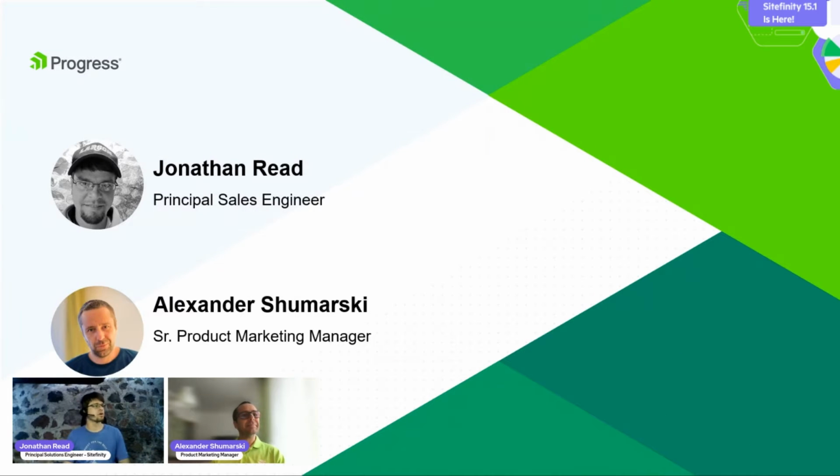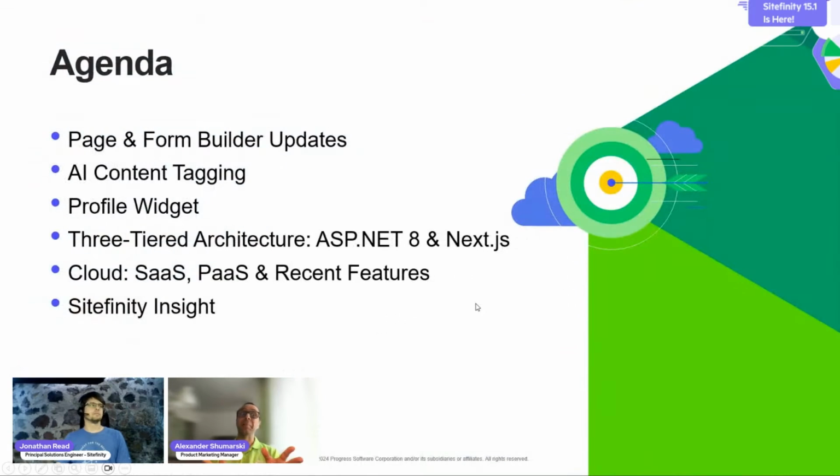So as just a quick introduction, Jonathan Reed, Principal Solutions or Sales Engineer with Sitefinity. Again, with my good friend and colleague, Alex Shumarski, awesome product marketing manager and all great things Sitefinity, right? Did I miss anything about you? Nope. I don't have cats, but I know that you have cats. So here's the disclaimer. Yeah, we work from home. So if you happen to hear cats or see unicorns in the background, just bear with us. All right, let's have a look at the agenda.